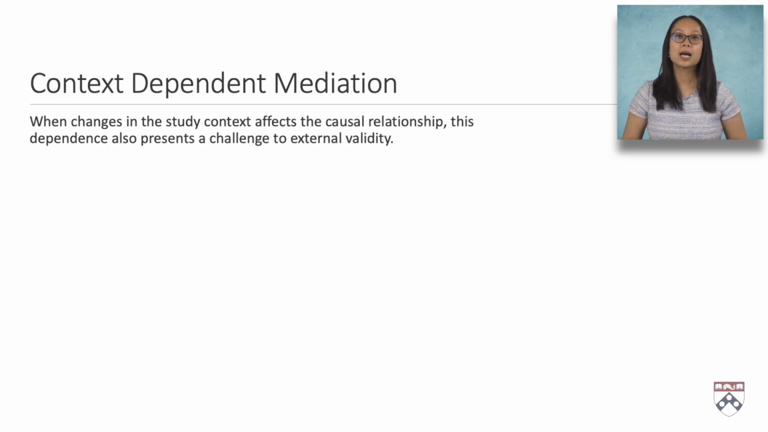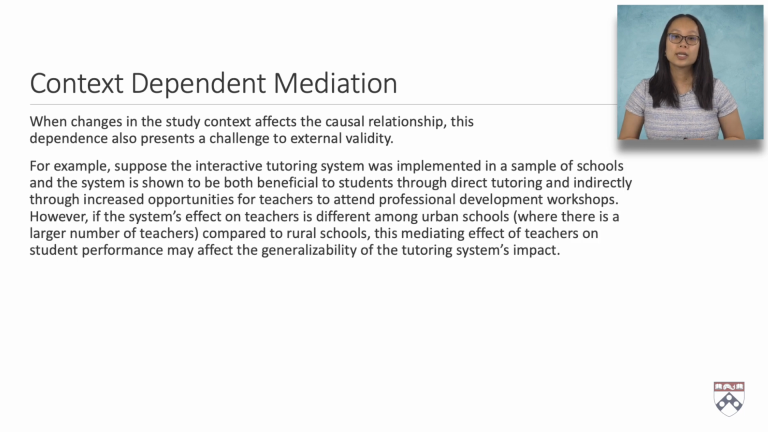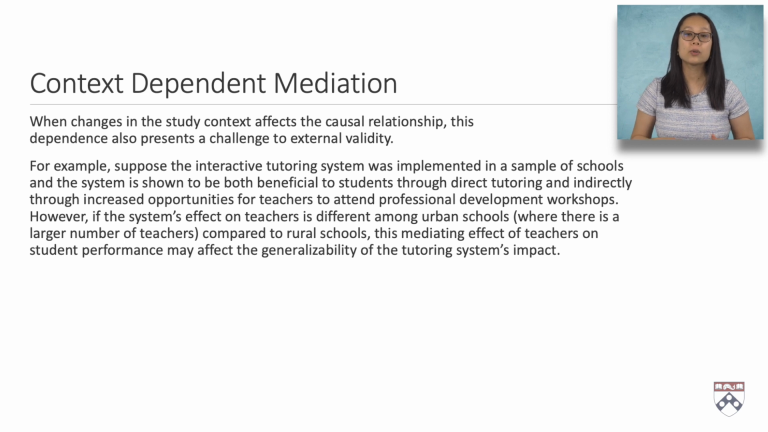Then finally, we have context-dependent mediation, where when changes in the study context affect the causal relationship, this dependence also presents a challenge to external validity. So in the same example on the tutoring system, suppose that it was implemented among a sample of schools and the system is shown to be beneficial to students through direct tutoring and indirectly through increased opportunities for teachers to attend professional development workshops. However, if the system's effect on teachers is different among urban schools, where there's a larger number of teachers, for example, compared to rural schools, this mediating effect of teachers on student performance may affect the generalizability of the tutoring system's impact.